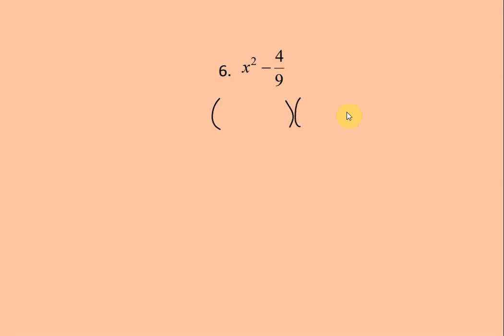So I'm going to do my two sets of parentheses, take the square root of each part. The square root of x squared is x. The square root of 4 is 2, and the square root of 9 is 3. And then 1 plus and 1 minus.